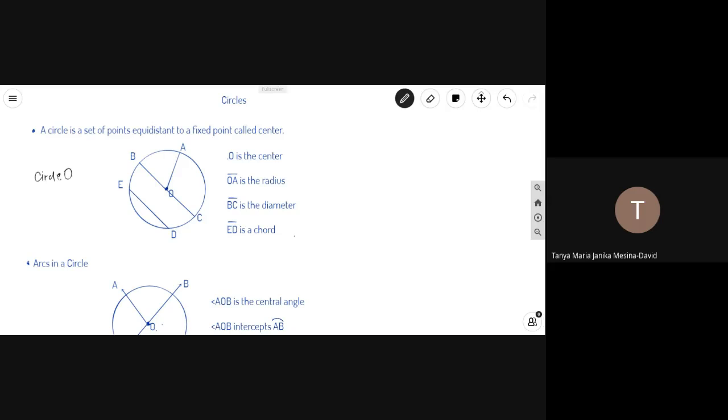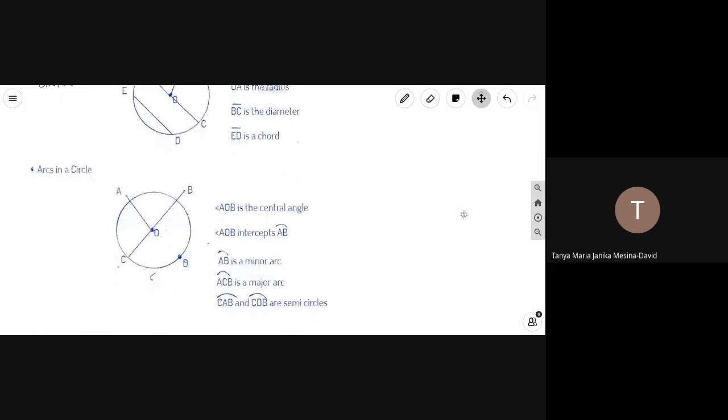The segment OA is the radius. Segment BC is the diameter and segment ED is a chord. Note that the diameter is also a chord, but it is the longest chord in the circle because it passes through the center. Now, what are the different arcs in a circle?